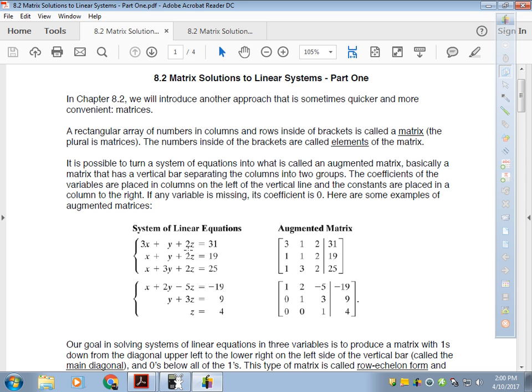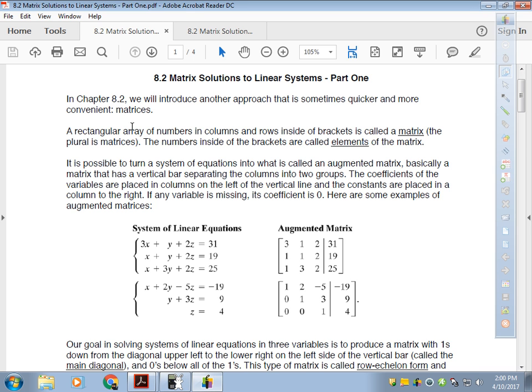So here you have two examples of taking a system of equations and turning it into a matrix. This one would be 3, 1, 2, 31; 1, 1, 2, 19; 1, 3, 2, 25. This other one, on the top row, you'd have 1, 2, negative 5, negative 19. On the second row, you don't have any x's, so that's why you put a 0 there for the x's. And then you have 1, 3, 9. On the bottom row, you don't have any x's or any y's, so you put zeros in for both of those. And then you have a 1 and a 4.